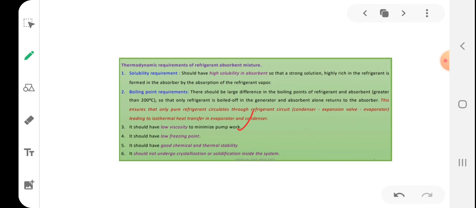And the fourth point is it should have a very low freezing point. If the freezing point is high, it will get solidified easily and the pipelines will get blocked.